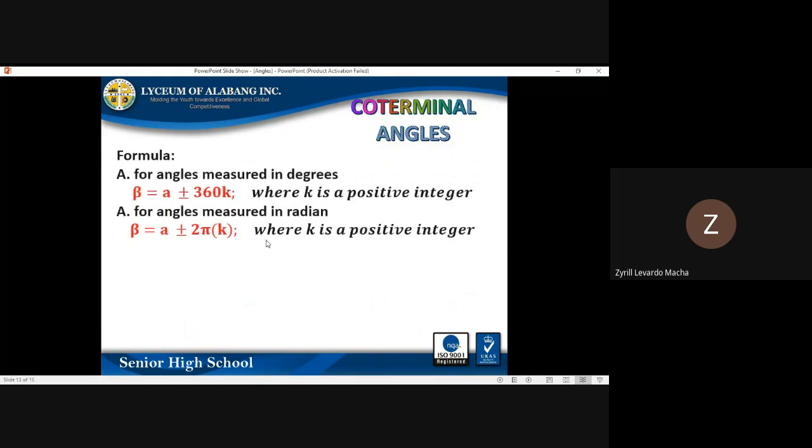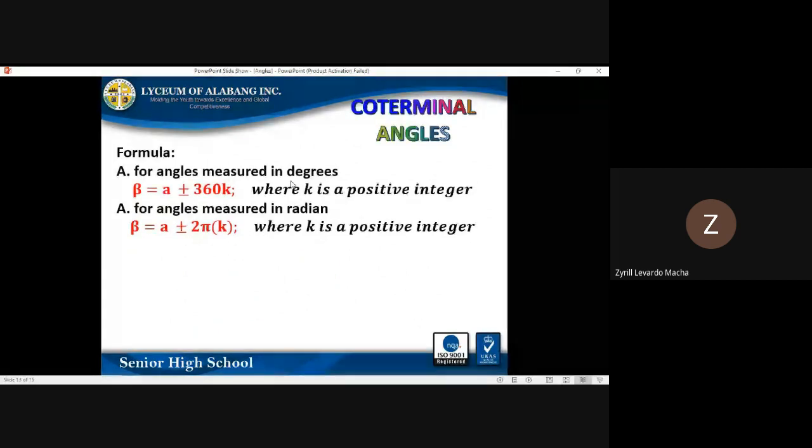Okay, so we have formulas. For angles measured in degrees, we will be using beta is equal to A plus or minus 360 multiplied by k, where k is a positive integer. For angles measured in radians, we have beta is equal to A plus or minus 2 pi multiplied by k, where k is a positive integer. So let's have an example.